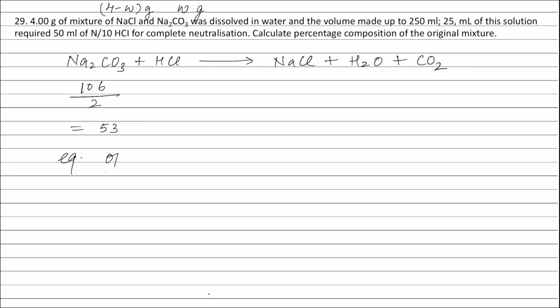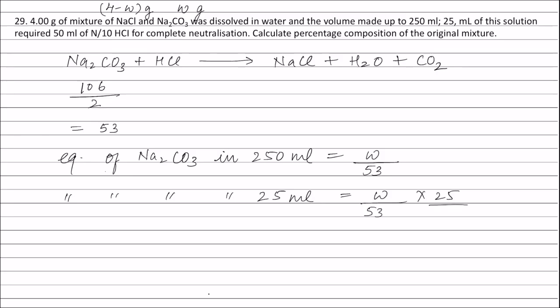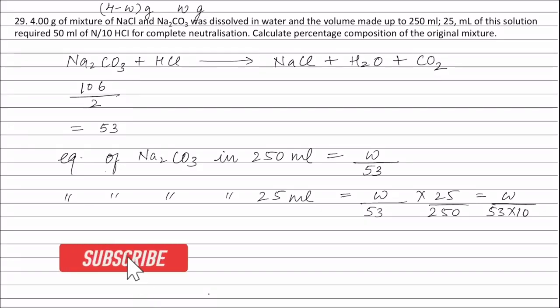Now, equivalence of sodium carbonate in 250 milliliter of solution is equal to W by 53 equivalents. Therefore, equivalence of sodium carbonate in 25 milliliter of solution will be equal to W by 53 into 25 divided by 250, and this is equal to W by 53 into 10 equivalents. Now, equivalence of sodium carbonate in 25 milliliter of solution will be equal to equivalence of HCl.